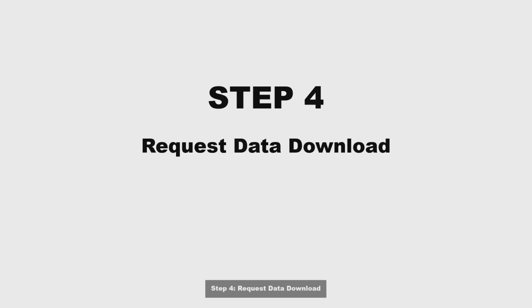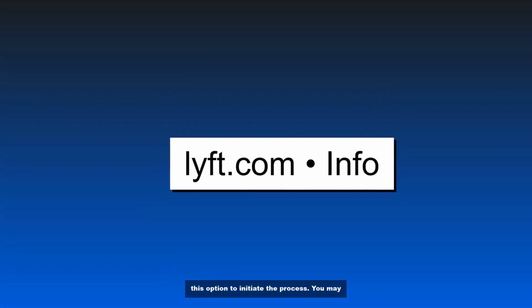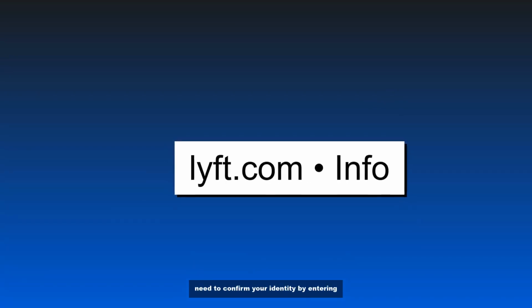Step 4. Request data download. Look for an option that says Download your data or Request account data. Click on this option to initiate the process. You may need to confirm your identity by entering your password or verifying your email.